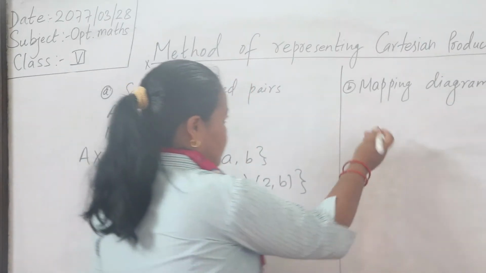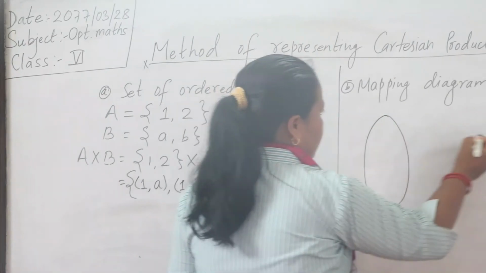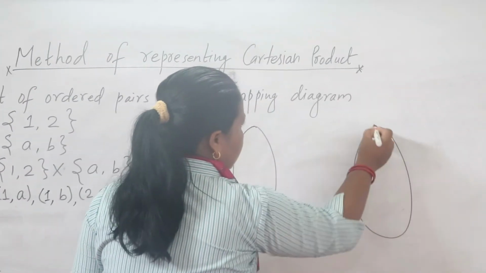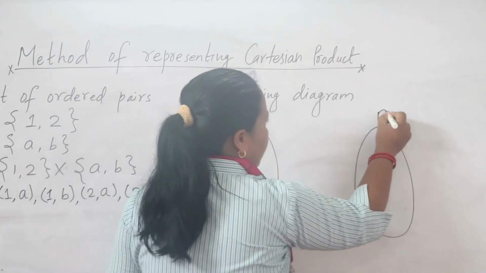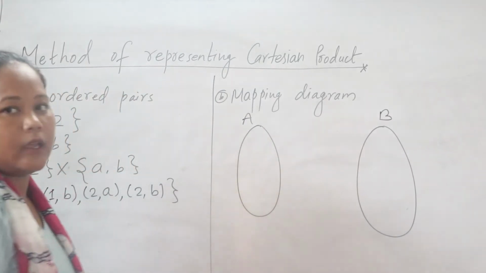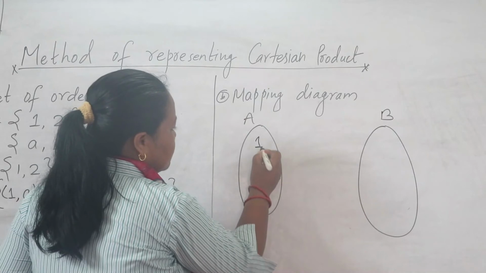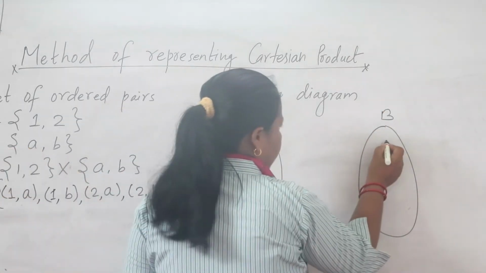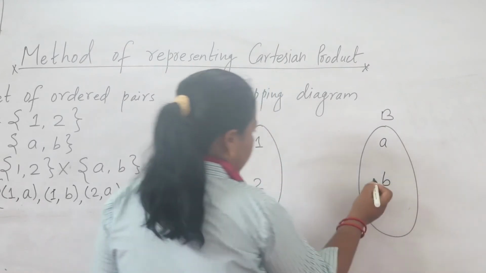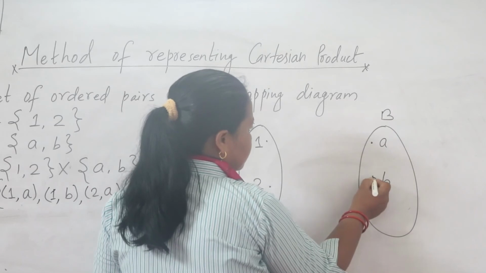Okay, let's do it. For this, you have to draw two ovals and label them set A and set B. What are the elements of set A? 1 and 2. And the elements of B are A and B. Yes? And now map it.